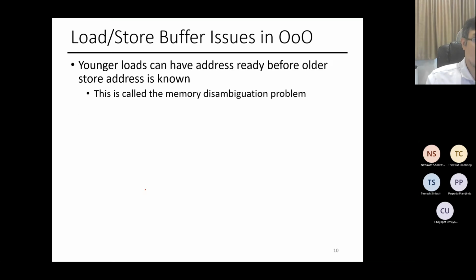So here's one other issue. Let's say you have a younger load, right? A younger load that has the address ready, because I know the address right away. Let's say you want to load address 10 into R0. Now you know the address is 10. So this is a memory disambiguation problem, which is how can I tell that the previous store is to address 10 because it's still unknown, right?